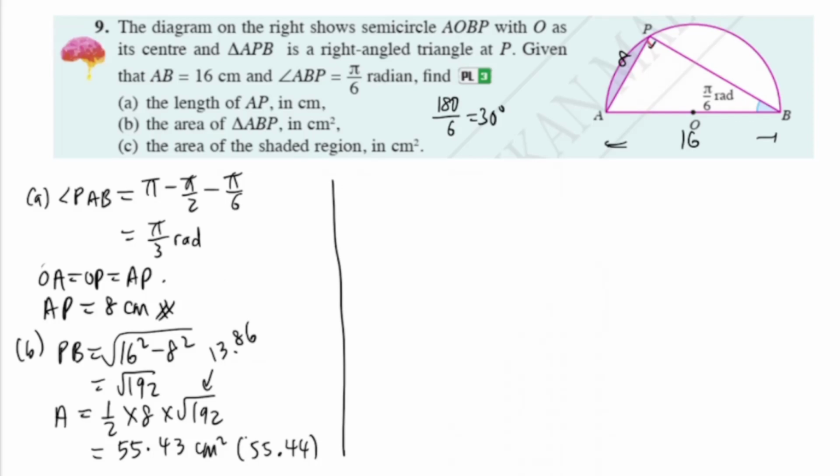Okay. All right. That is your area of triangle. Now you can actually also use half AB sin C. Half AB sin C is also quite fast. Yeah, it's actually faster, right? Okay. Now, how about area of shaded region?